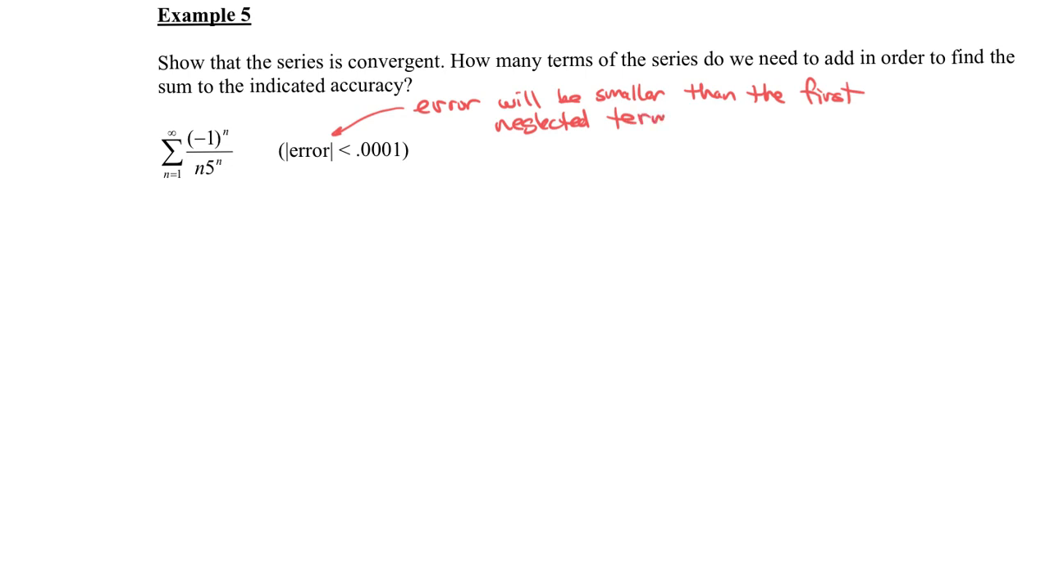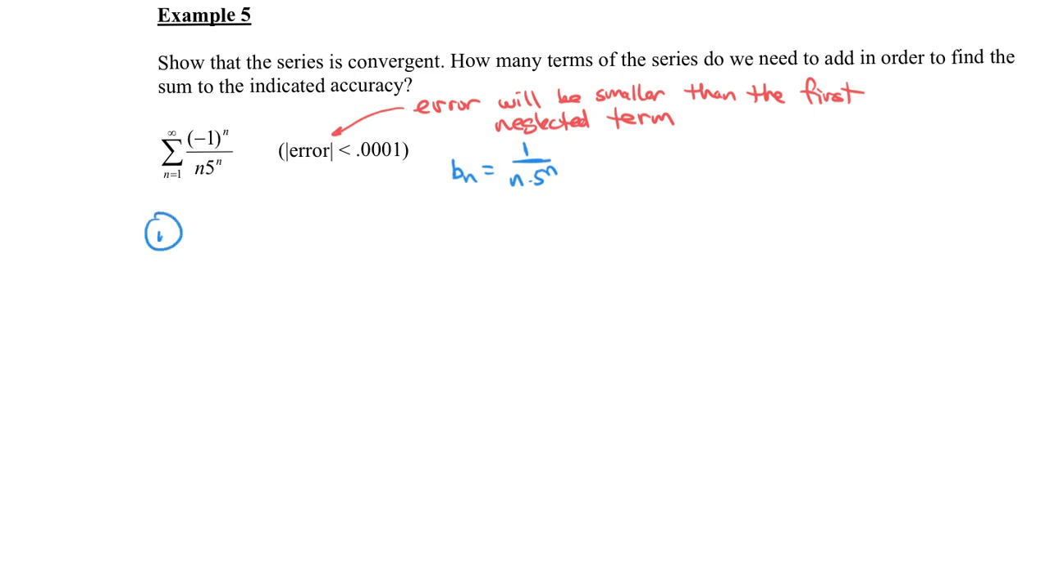Right, and we know that because of the theorem we were just talking about. So, all right, first let's notice something here. This whole thing is a sub n, right? That whole thing is a sub n. So b sub n is the absolute value of a sub n, which is basically just 1 over n times 5 to the n, right? So that's b sub n.